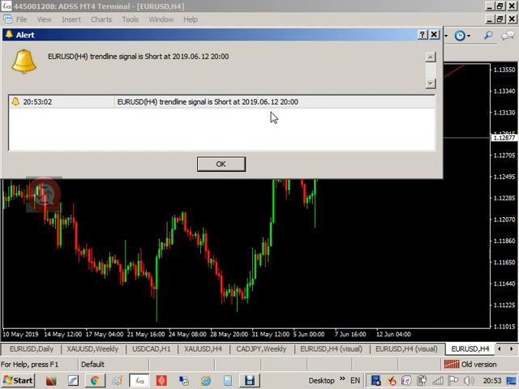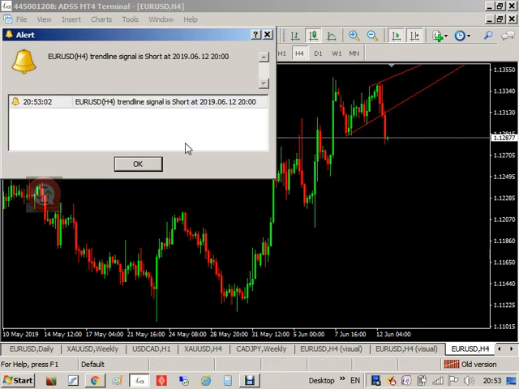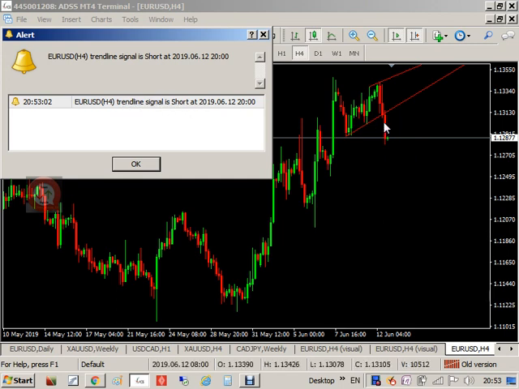Wow, when we select 4 hours, it gives me the signal. Let me reduce it so we can see it in full. It gives me the signal here: euro, US dollar, 4 hours, trend line, signal is short. You see here, this line is the support, it is broken down by the candle, confirming that it is short.